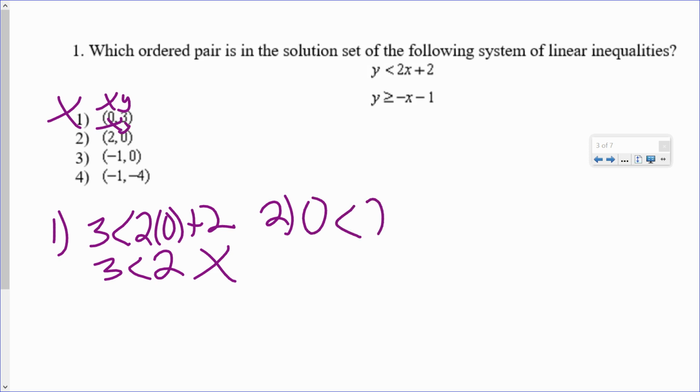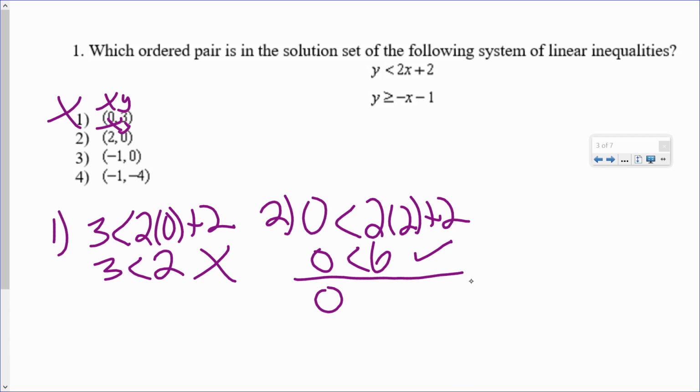Choice 2, x is 2, y is 0. 0 is less than 2 times 2 plus 2. 0 is less than 4 plus 2, which is 6. Yes. Now it's got to also work in the second inequality. So again, 0 is y. X is 2, so that's negative 2 minus 1. 0 is greater than or equal to negative 3. That's true. They're both true. That must be my answer.